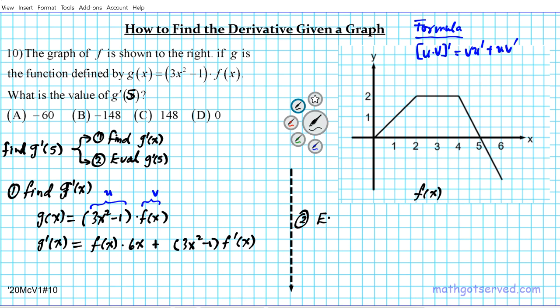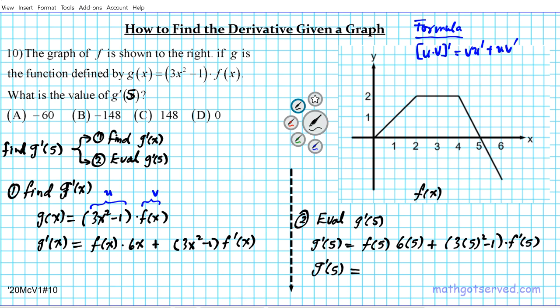So we want to evaluate the derivative that we found at the specified x value, which is 5. What does that mean? It just means we input 5 everywhere we have x. So f of 5 times 6 times 5 plus 3 times 5 squared minus 1 times f prime of 5. There goes another slope of a tangent line that we have to address. So let's go ahead and do this. g prime of 5 is as follows.